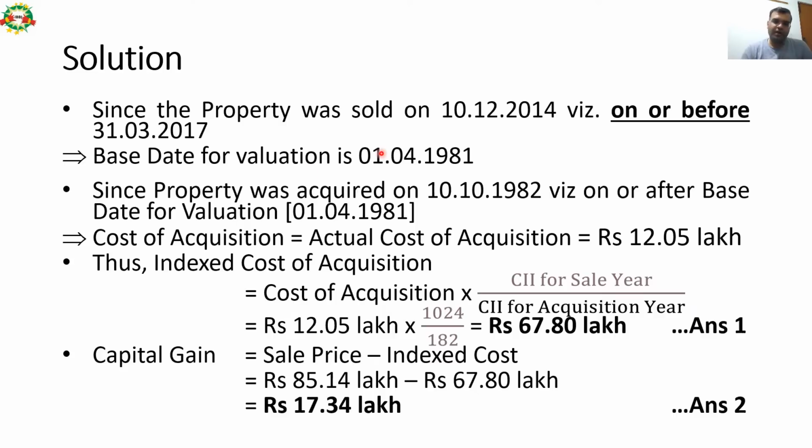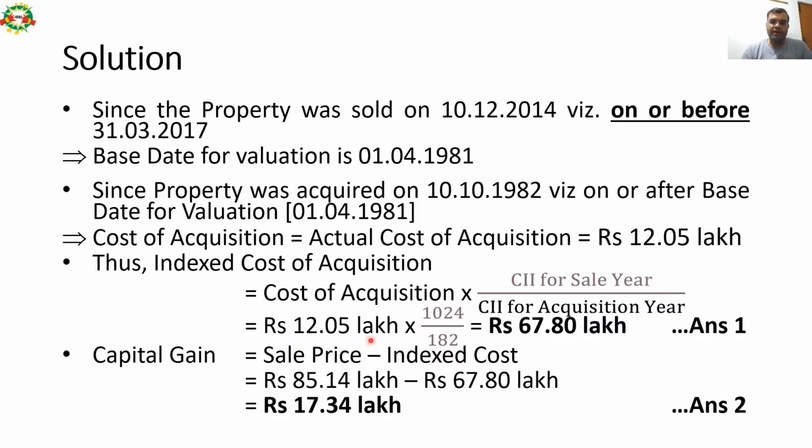base date. So here the property was acquired on 10 October 1982, which is on or after the base date of valuation, 1st April 81. That means the cost of acquisition is equal to the actual cost of acquisition, which is given in the question, equal to 12.05 lakhs. Thus the index cost of acquisition is equal to the cost of acquisition multiplied by the cost index for sale year divided by the cost index for acquisition year. Both these cost indices have been given in the question.